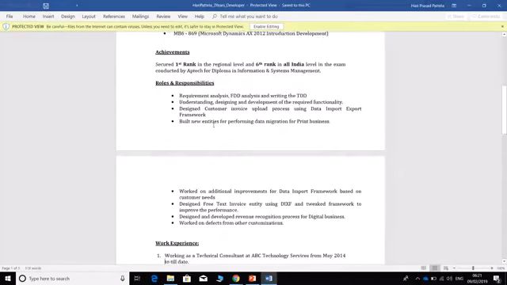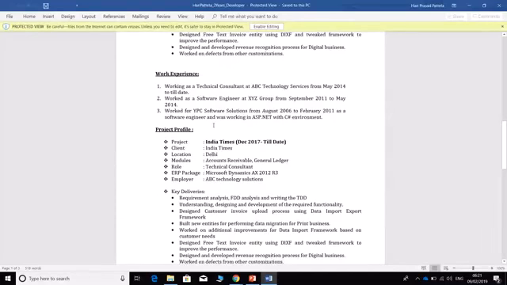But at the end of the day, are you able to present? Because the profile is the first thing that is going to present your skills. If you want to get into the interview, first you should be able to please your profile. You should be able to please your profile.